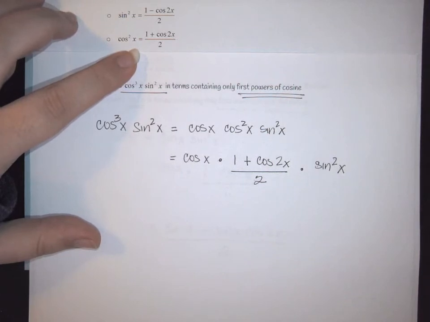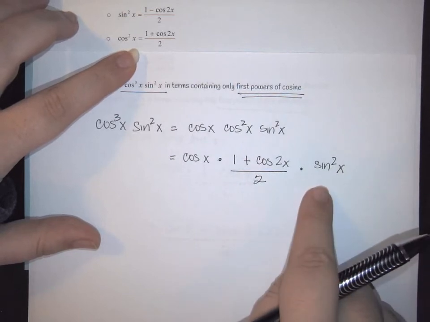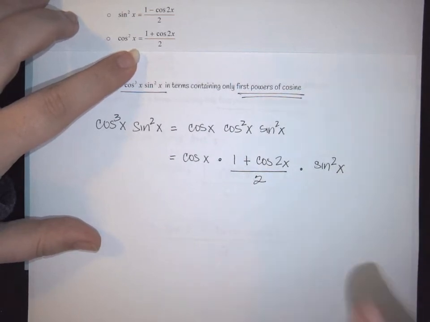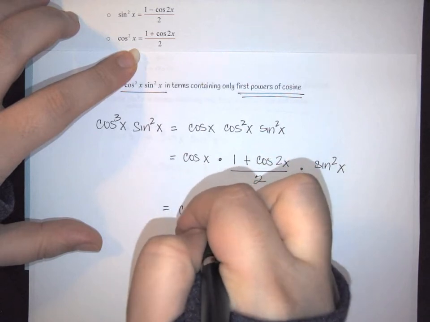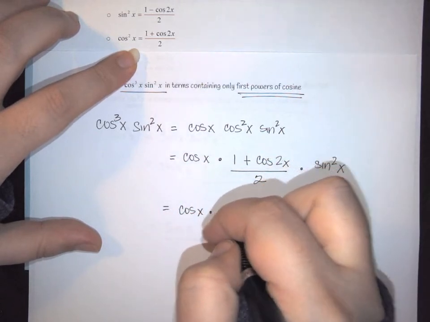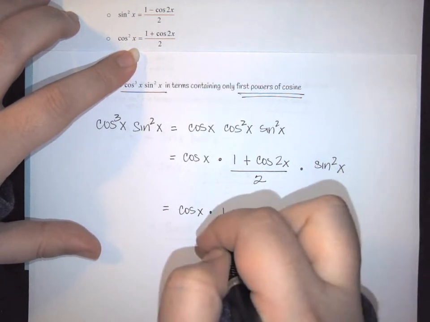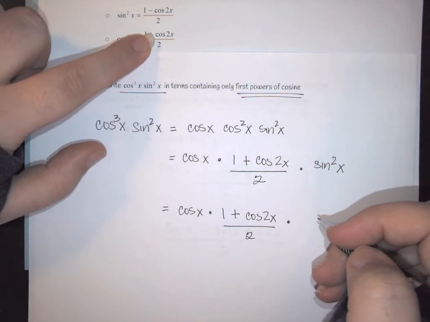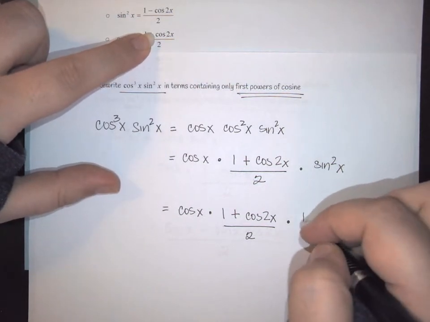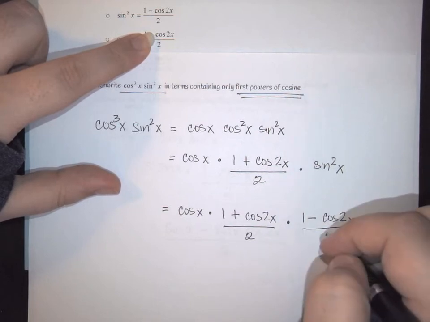Okay, so we are almost there. I have sine squared of x here, and so I need to change that. So this is going to still be the cosine of x. I have 1 plus cosine of 2x all over 2. And this is going to be multiplied by, now I'm going to use my sine, so this is going to be 1 minus the cosine of 2x all over 2.